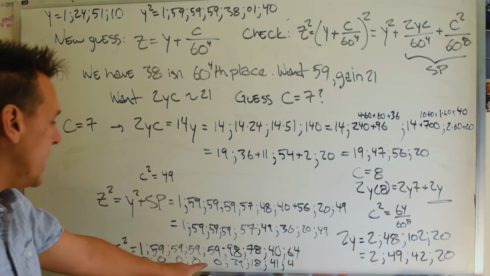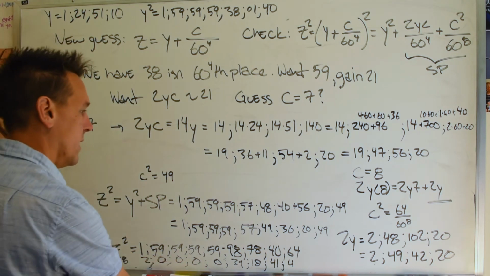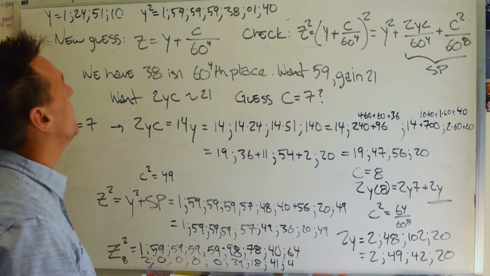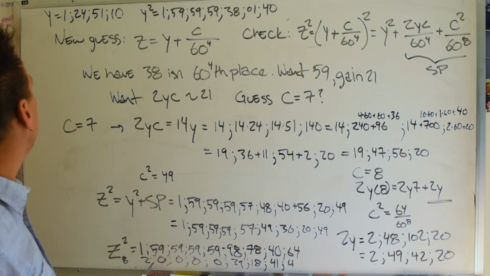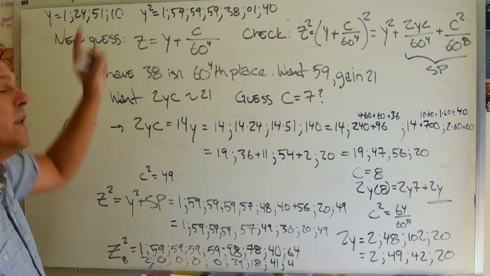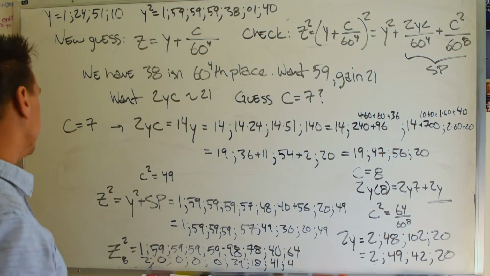Okay, so I'm going to write this a little bit nicer in just a second. But notice how close that is to 2. And again, my number now, my z, is whatever y is, 1, 24, 51, 10, and then a 9, or an 8 in the next place.